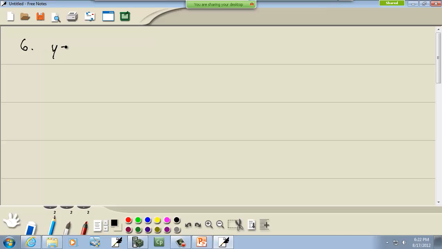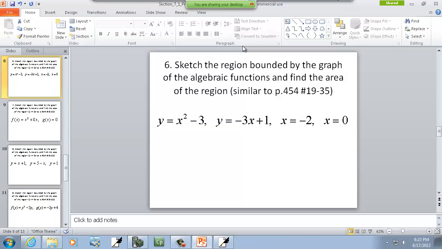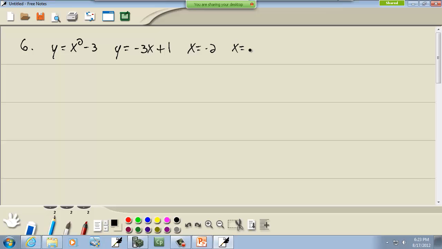Okay, so we've got y is equal to x squared minus 3, y is equal to negative 3x plus 1, and we've got our limits from negative 2 to 0. So they're telling us what the lower and upper limits are going to be. Let's graph this.